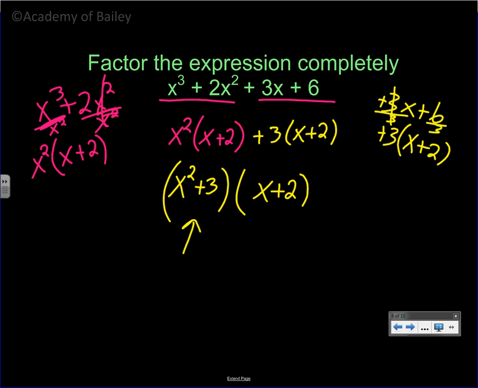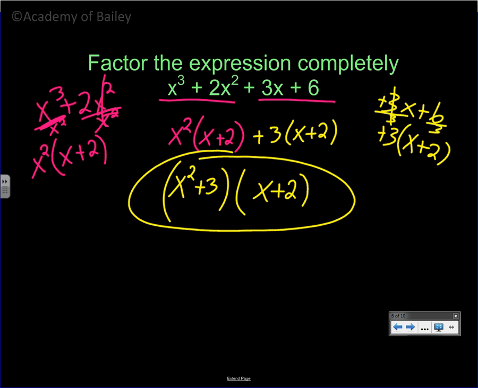Now, since this is x squared plus 3, you should be thinking, are you able to factor this further? X squared is a perfect square, but positive 3, number 1, it's addition. It needs to be the difference of perfect squares. And then 3 is not a perfect square. So we'll leave it like this. We'll say that that's factored completely.